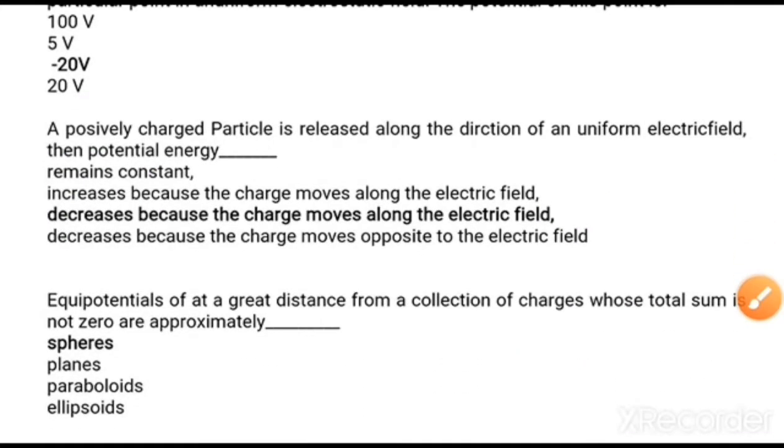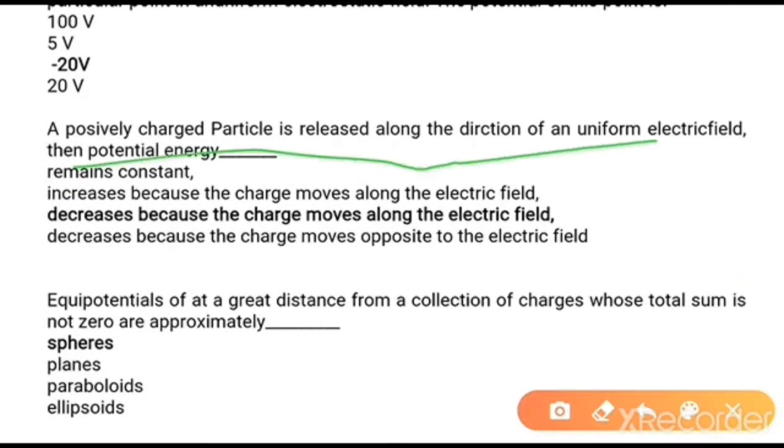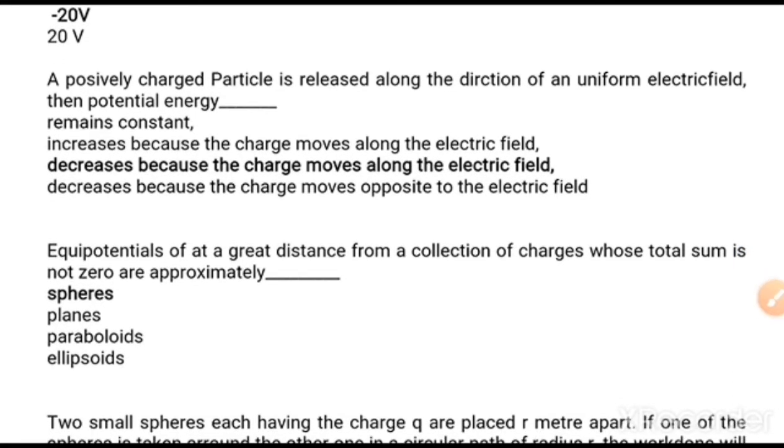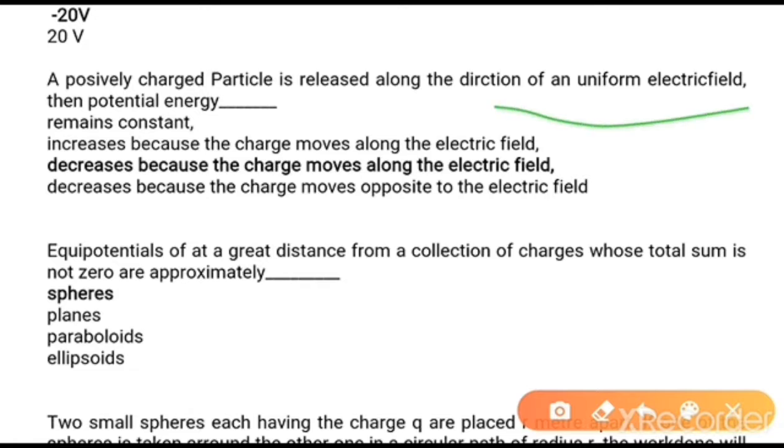The second question. Here a positively charged particle is released in the direction of the electric field. What is the potential energy? We know the definition: the potential energy is the work done against the electric field by the unit positive charge from infinity to a particular point. Here the positive charge is released along the direction of the electric field. Potential energy increases if the charge moves opposite to the direction of electric field, but here it is released along the direction of electric field, so potential energy decreases because the charge is moving along the electric field. So the third one is the correct answer.